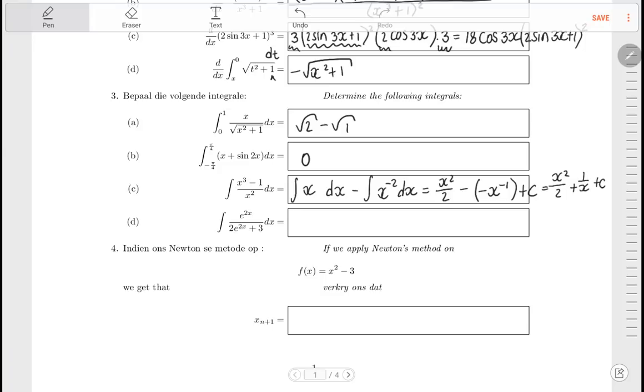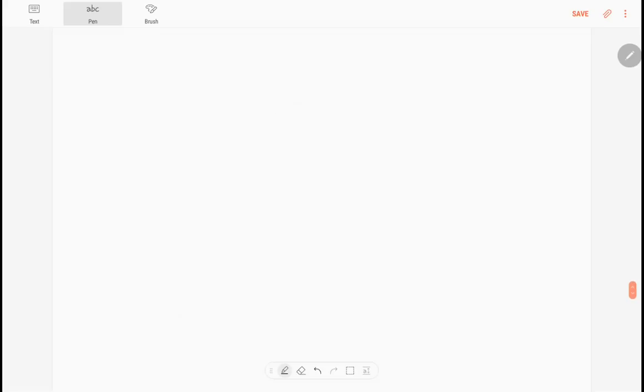For the next one, once again, we don't immediately know how to integrate this, but we can find a way to do a substitution once again so that we can integrate it. So I have the integral of e to the 2x over 2e to the 2x plus 3 dx. What I'm going to do here is I'm going to say, let u be equal to this entire thing. So it's going to be 2e to the 2x plus 3.